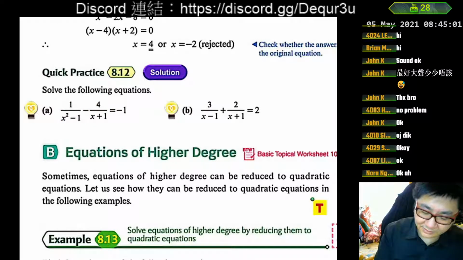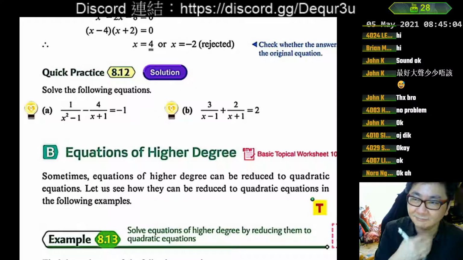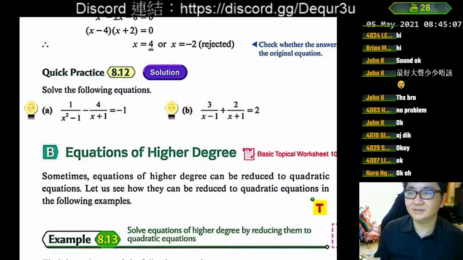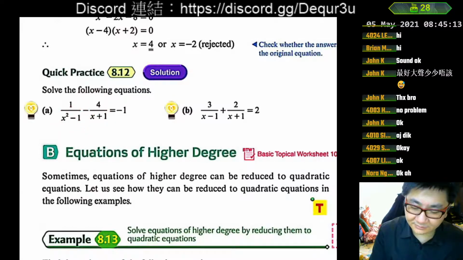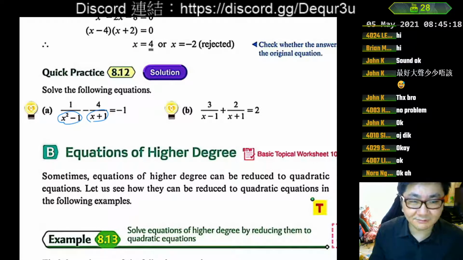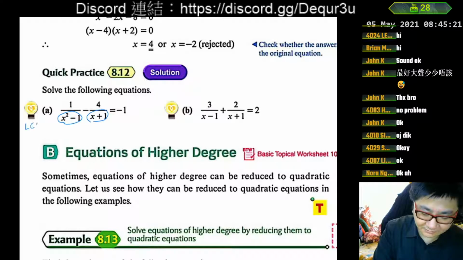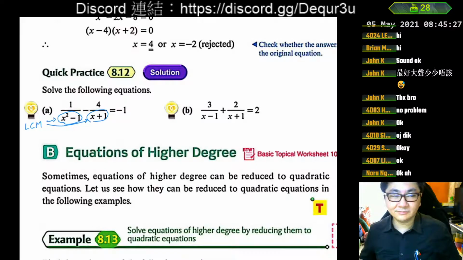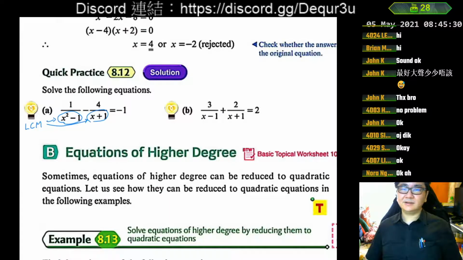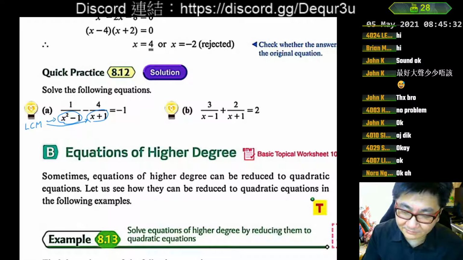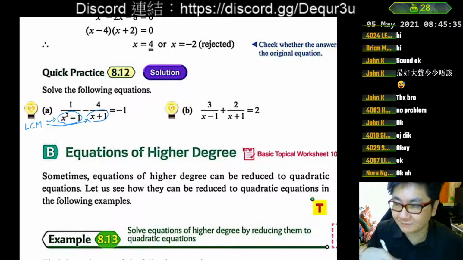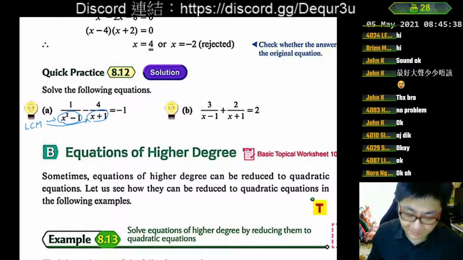When we make a common denominator for these two, we can make use of what we learned in chapter 5, the LCM. So we can try to use the LCM to be the common denominator. If you are more familiar with LCM, then you will find this easier. So if we are to do the LCM, we look at x squared minus 1.